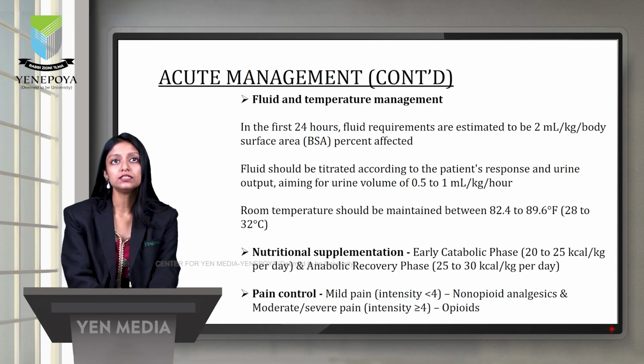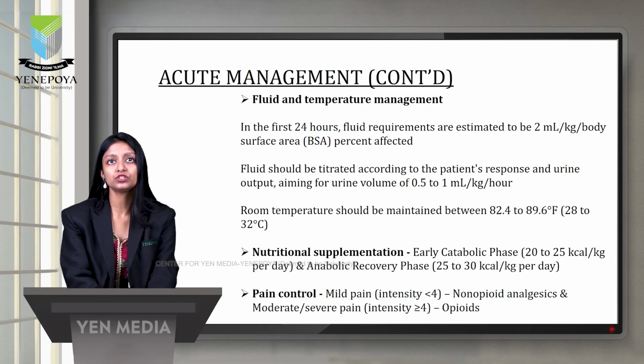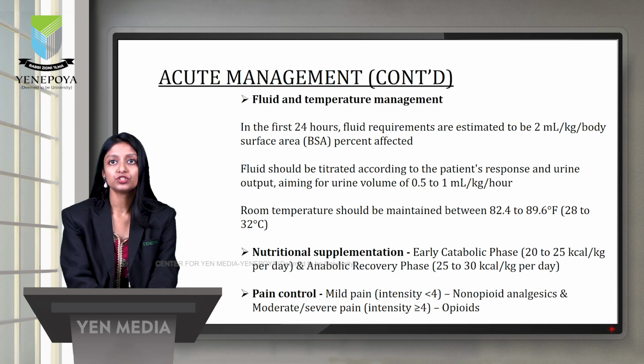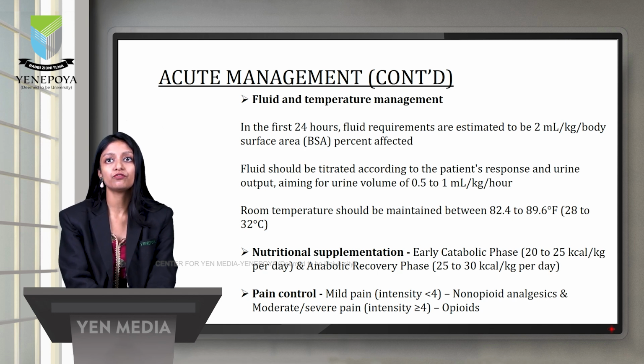So for fluid and temperature management, for the first 24 hours, the fluid requirements will be estimated to be 2 ml per kg per body surface area involved. Then fluid should be titrated according to the patient's response and urine output as well. We will aim for a urine output of 0.5 to 1 ml per kg per hour. Room temperature should be maintained between 82.4 to 89.6 degrees Fahrenheit.